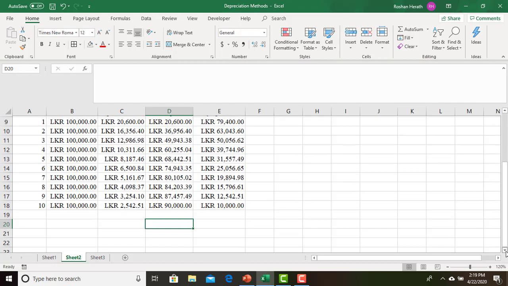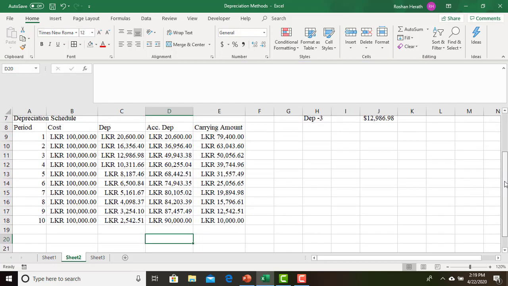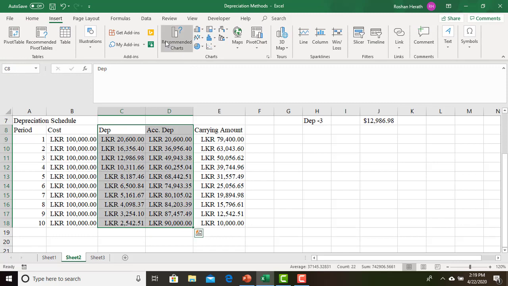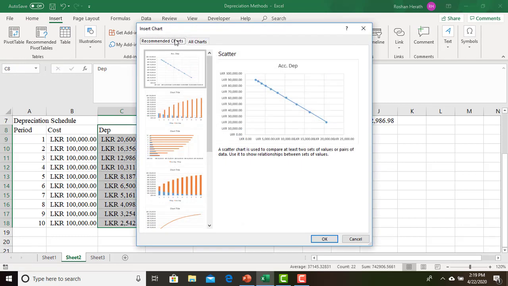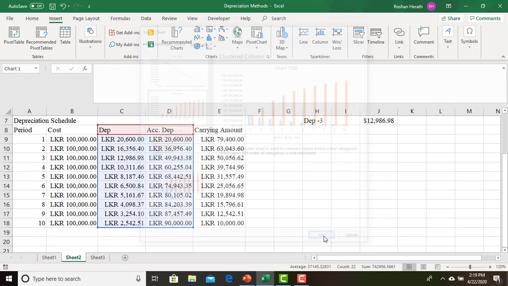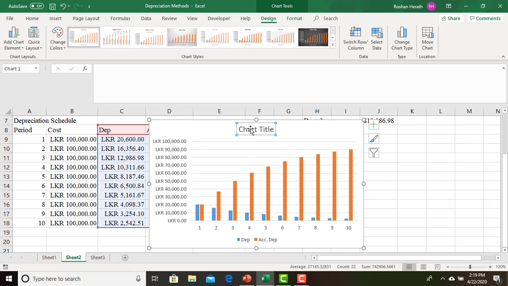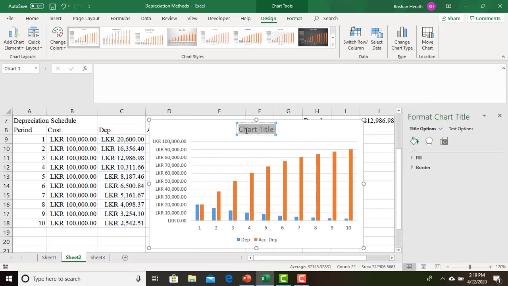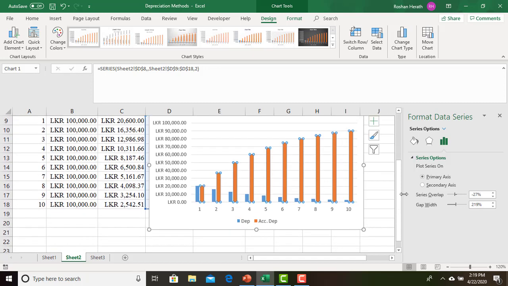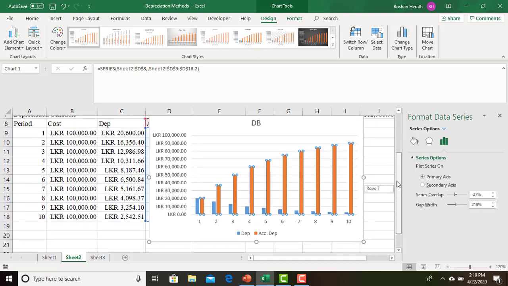Right, now let's move on to the third requirement. You may take these two columns, go to Insert and Recommended Charts. The most suitable one is going to be the clustered column, so you may take it. This is your depreciation, and this time you can change the title to DB. You have done the depreciation using the fixed declining balance method, like in the previous case.